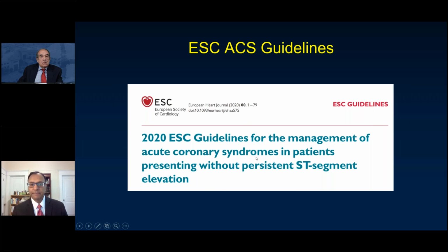In addition, ACC and AHA are putting out 2025 acute coronary syndrome guidelines that also synthesize STEMI and NSTEMI patients as well as unstable angina. Look out for that to be published in 2025 as well.